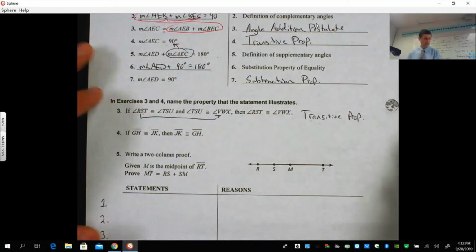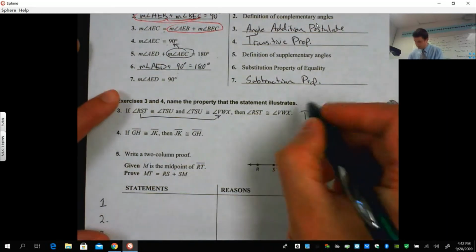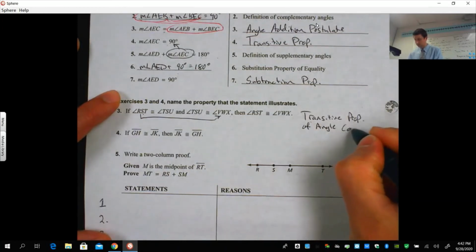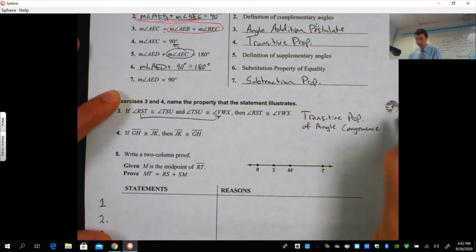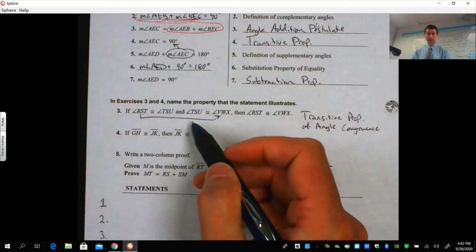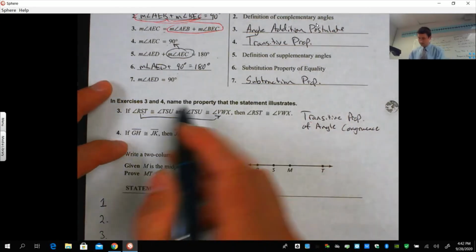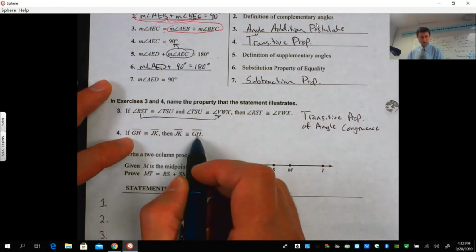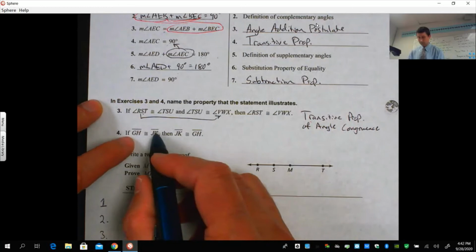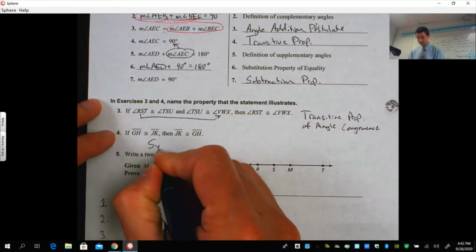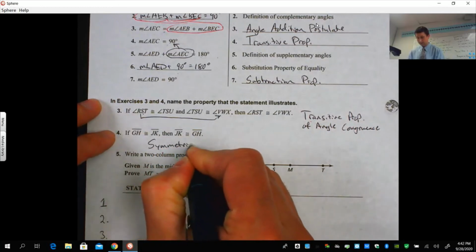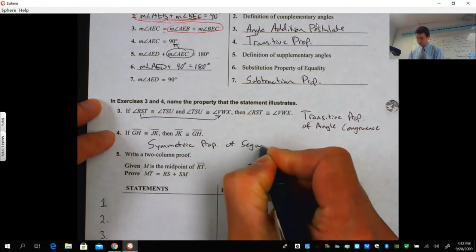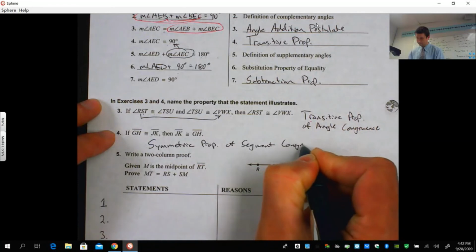Of angle congruence. So keep in mind they may have two transitive properties. You want the one that's of angle congruence because you're dealing with angles. Don't let that trip you up. If GH is congruent to JK, then JK is congruent to GH. That's just symmetric on both sides. There's symmetry there. This is the symmetric property of segment congruence.